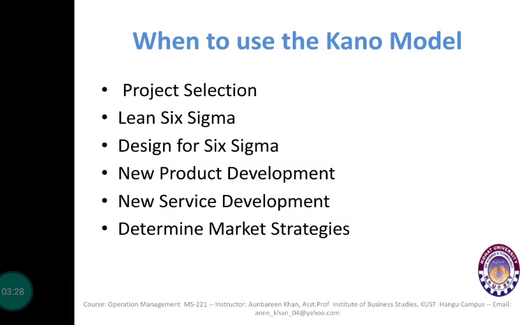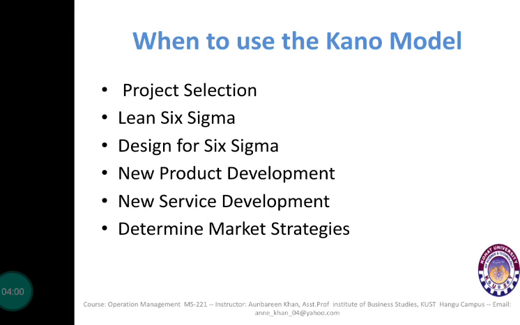When to use the Kano model? Basically, the Kano model is used in project selection, Lean Six Sigma, Design for Six Sigma, new product development, new service development, and determining the market strategy. This model satisfies the quality of the product and services in terms of basic performance and excitement. It is also helpful for continuous improvement in total quality.